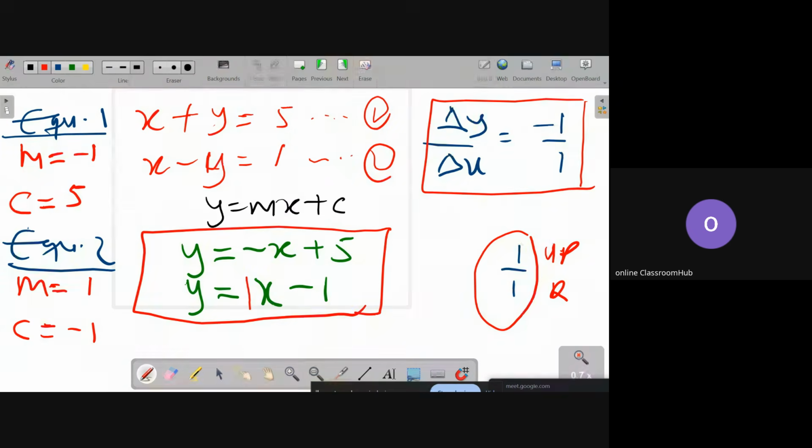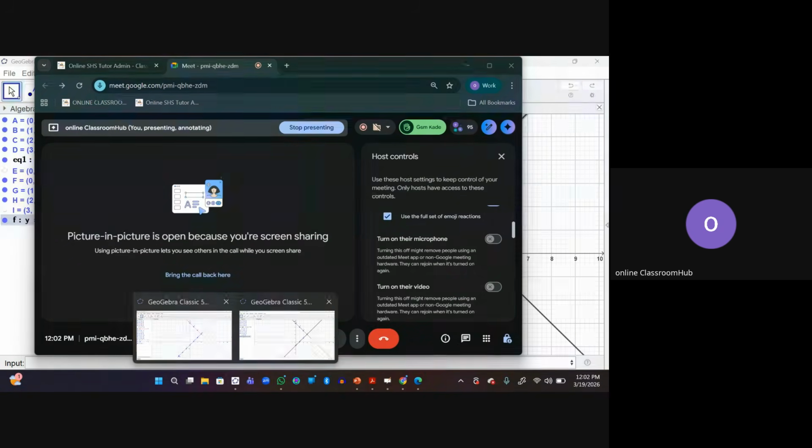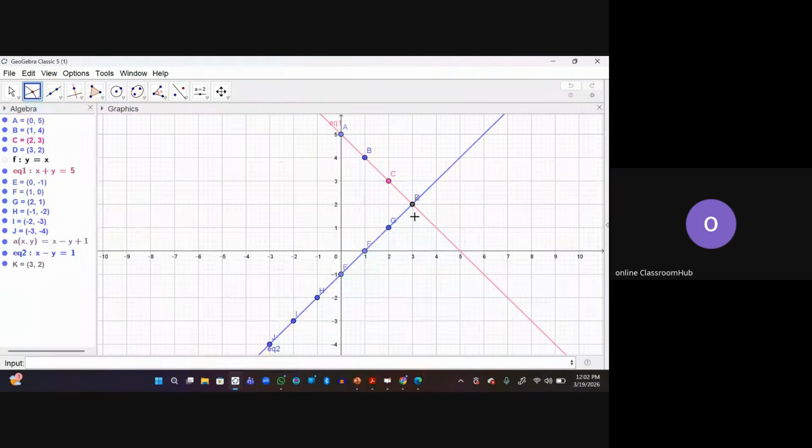Here, the m is what? The coefficient of x. That is positive 1. And I said that you are going to use the m to do movement on the graph. The constant c is the y-intercept, where the line touches the y-axis. So when we look at this graph that we have here, the pink line is touching the y-axis at 5. So that is the c. The blue line is touching the y-axis at negative 1, and that is the c.